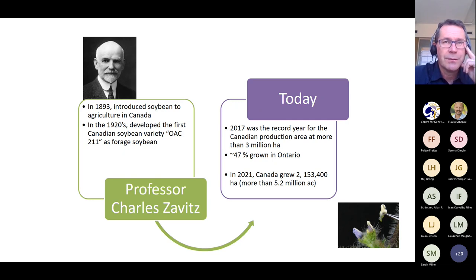He went on a trip to Kansas. He picked some varieties of soybeans there, brought them to the extreme southwest of Ontario, Essex and Lambton counties, where it is the warmest in Ontario, and started growing them. And the earliest materials that could make it, mind you, Kansas is significantly further south, so any late maturing varieties would not make it in southern Ontario, but the earliest varieties he kept selecting. He wasn't doing breeding in the sense of making crosses, but he was selecting among plant populations, which led to the development of the first Canadian soybean variety called OAC 211, which was released by the Ontario Agricultural College as a forage soybean.